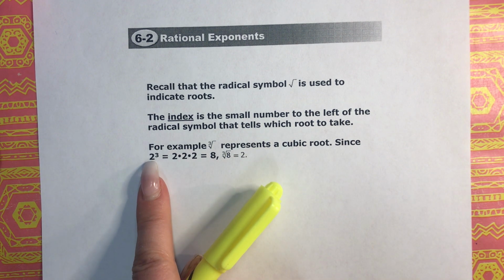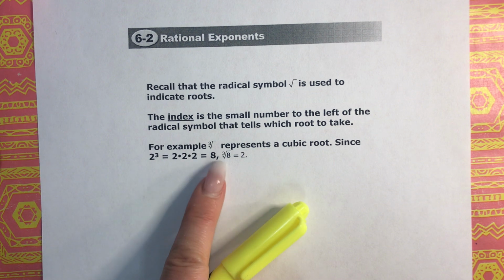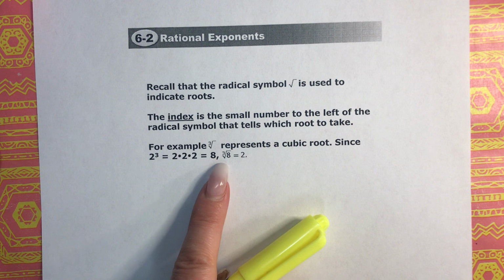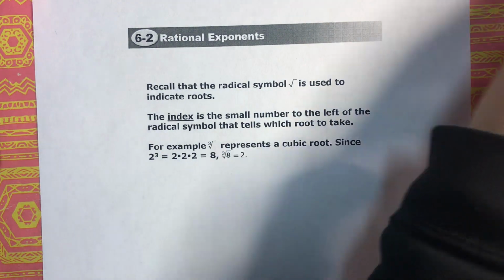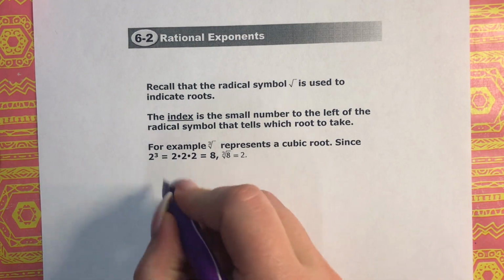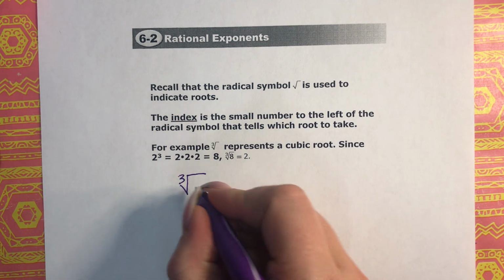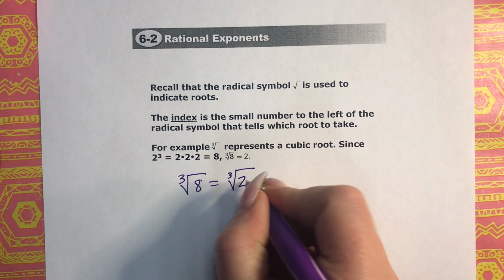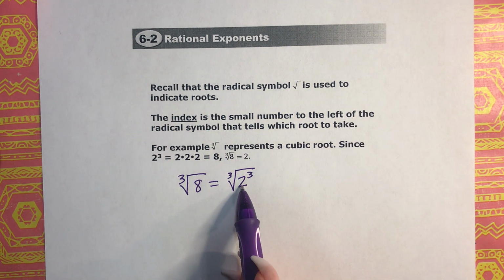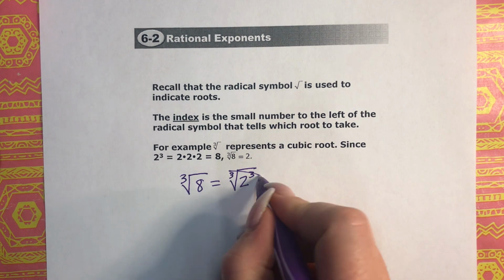So, if we know that 2 to the third is the same thing as 2 times 2 times 2, which we know is 8, then if we take the cube root of 8, that would equal 2. And let me show you why. So a cube root cancels out cube numbers. So we know 8 is the same thing as 2 cubed, right? And this index and that cube number, they cancel each other out.